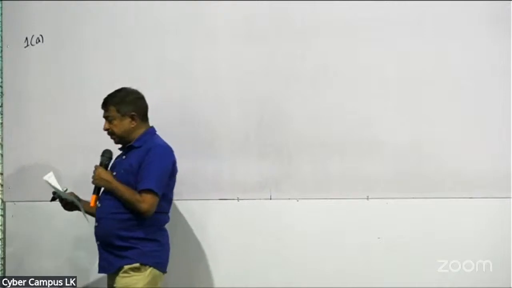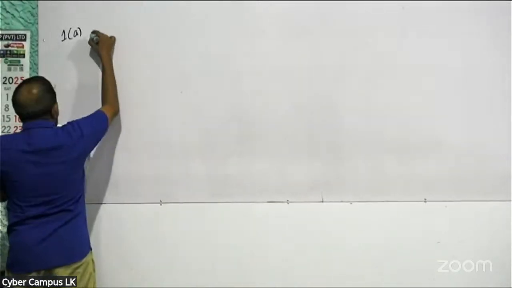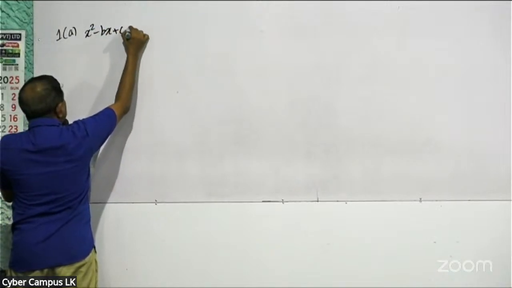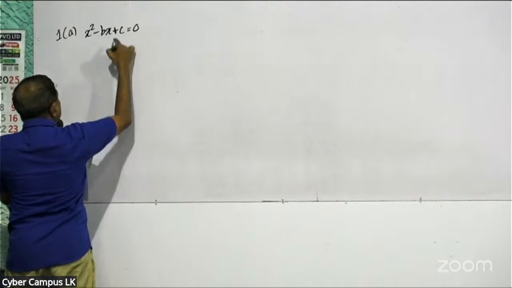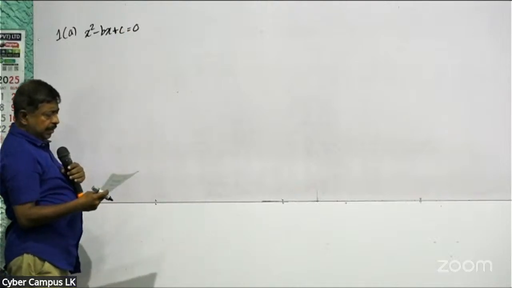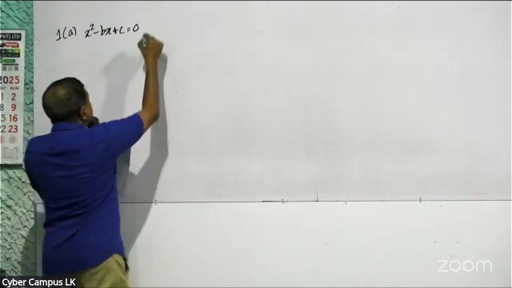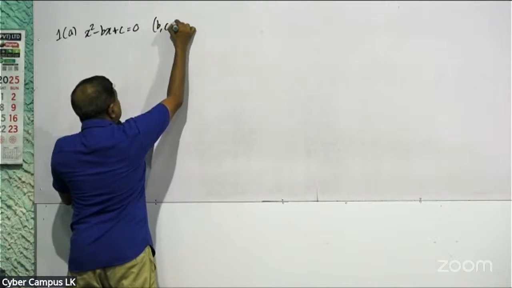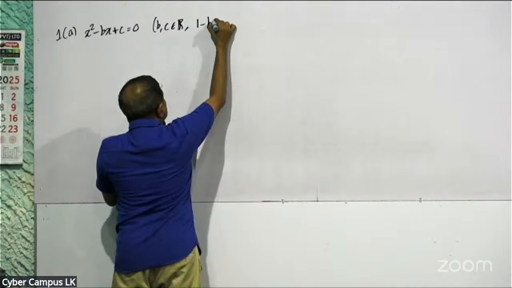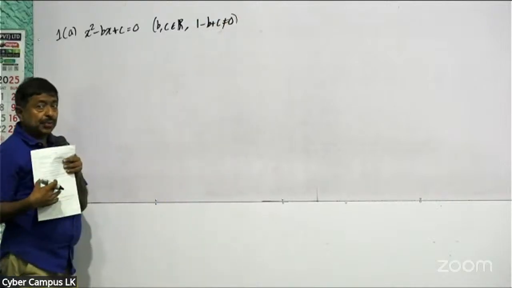Okay, in this case, a quadratic equation is given and there are some data. So some details on B and C are also given. It says that B, C are real and 1 minus B plus C is not equal to 0. Those are given for some purpose.